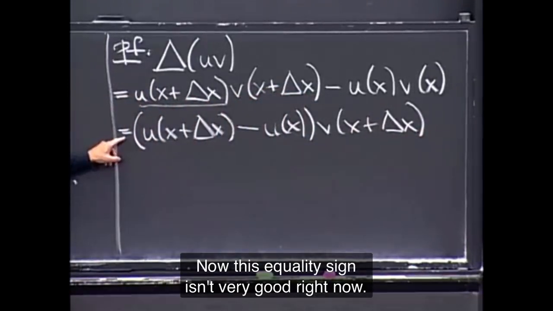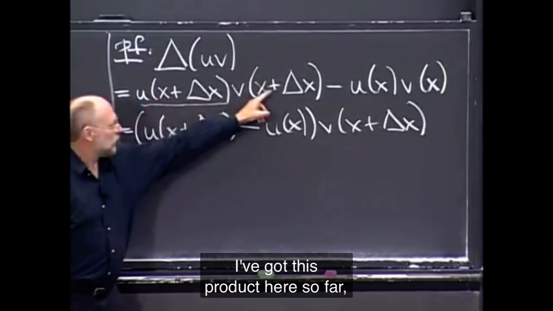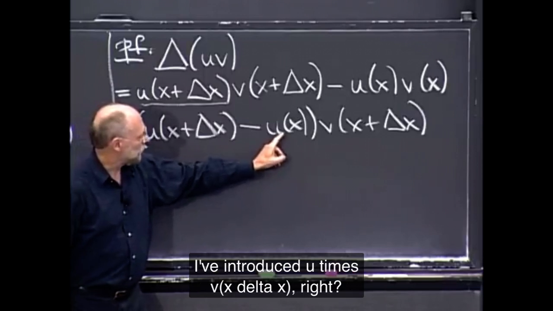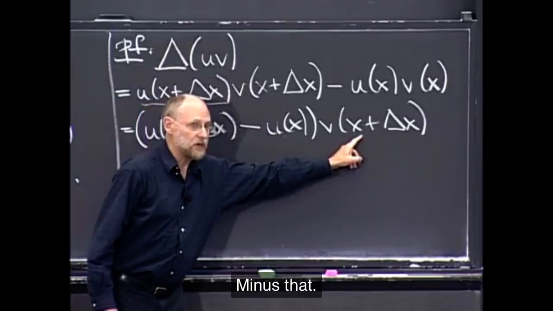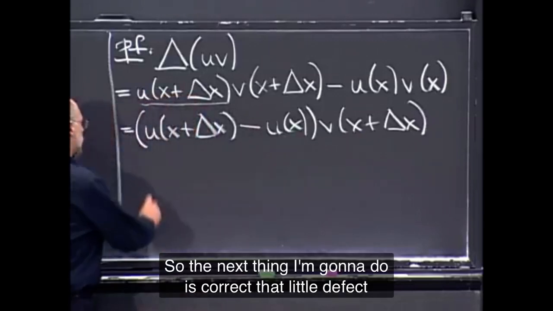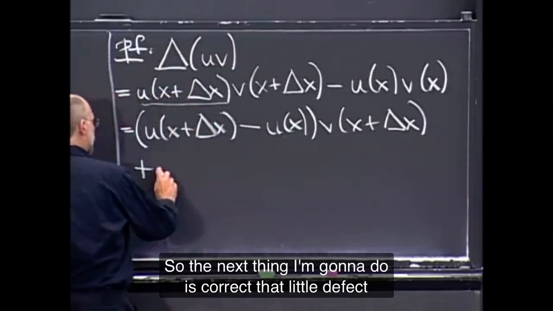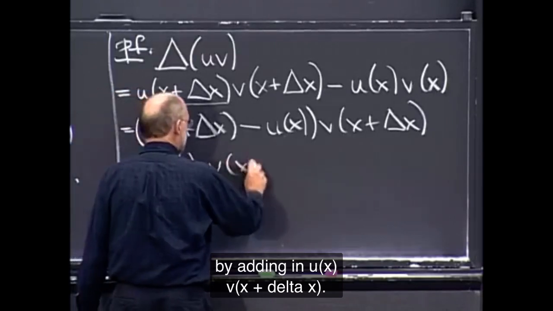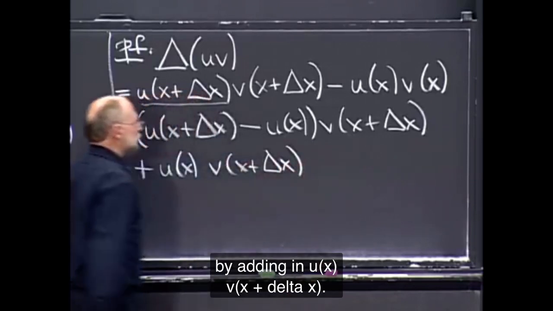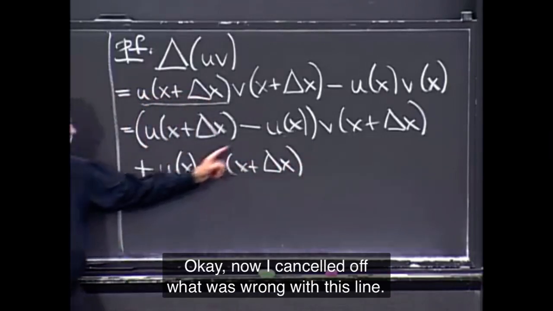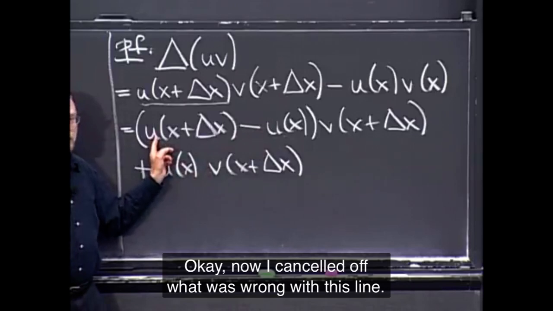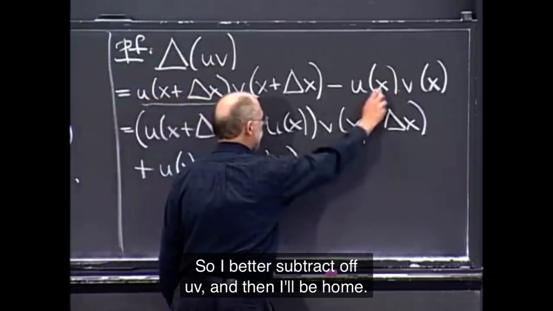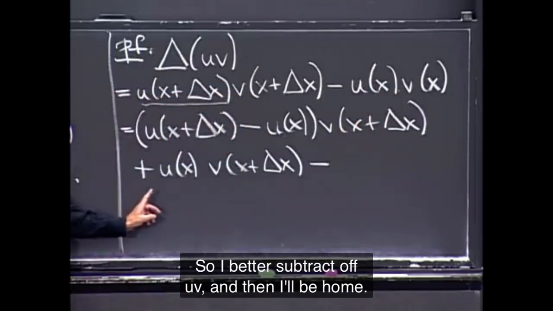Now this equality sign isn't very good right now. I've got this product here so far, but I've introduced something I don't like. I've introduced u of x times v of x plus delta x, right? Minus that. So the next thing I'm going to do is correct that little defect by adding in u of x times v of x plus delta x. OK, now I've canceled off what was wrong with this line, but I'm still not quite there because I haven't put this in yet. So I'd better subtract off u of x times v of x, and then I'll be home.